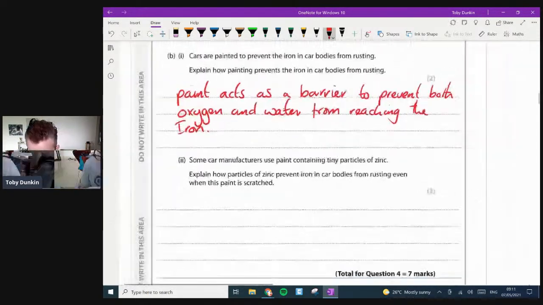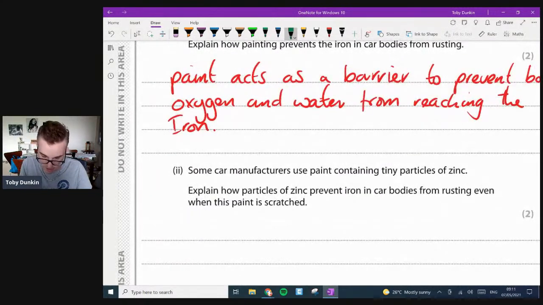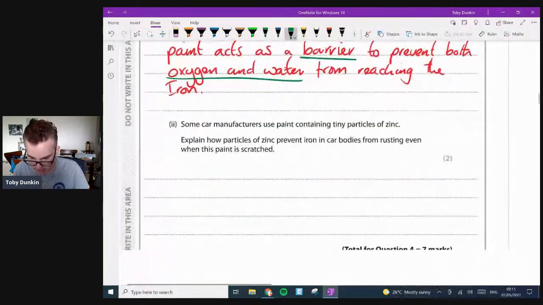Reaching the iron. Nice and easy. That seems reasonable for me. I'm assuming what's going to be interesting, that one mark is going to be for the barrier, and the next mark is going to be for saying both oxygen and water being prevented to get in contact.